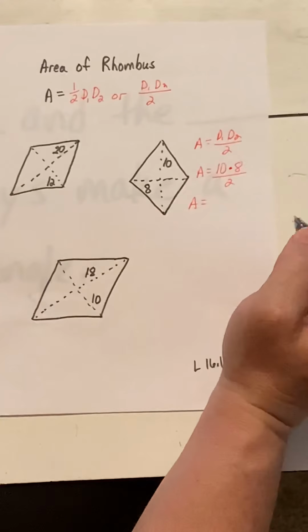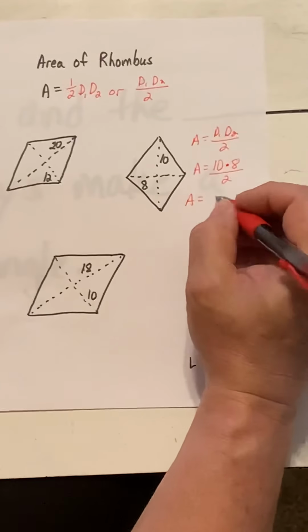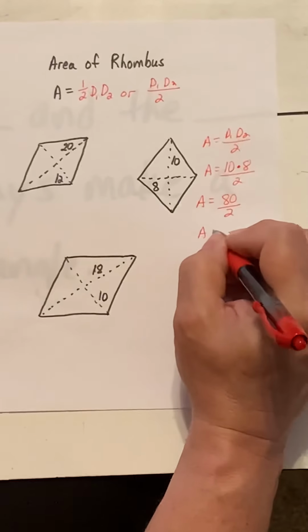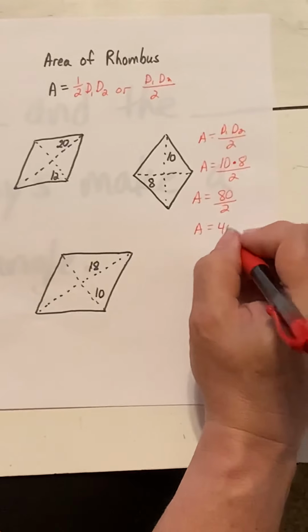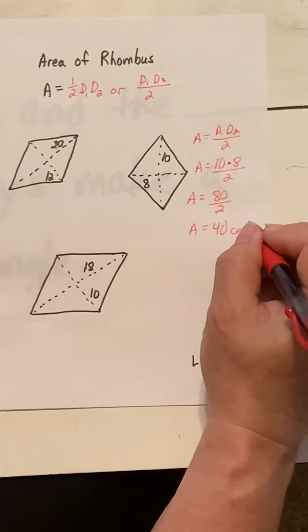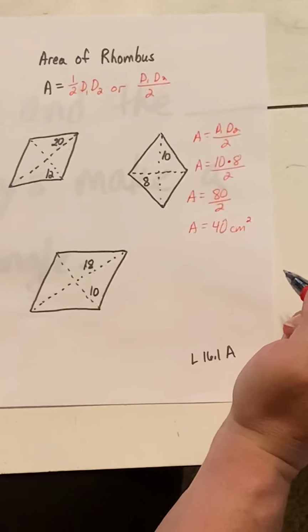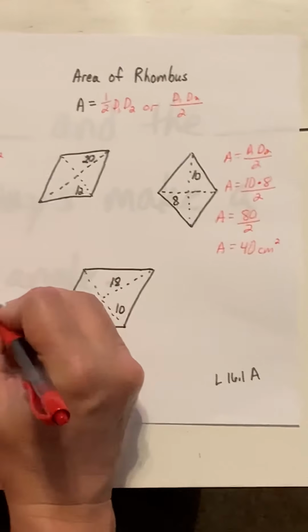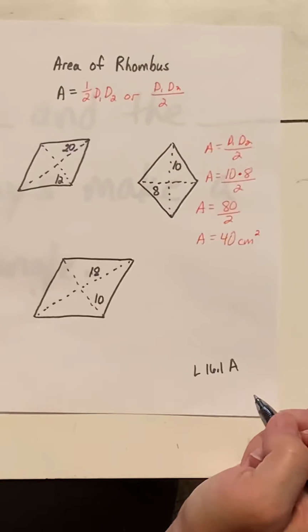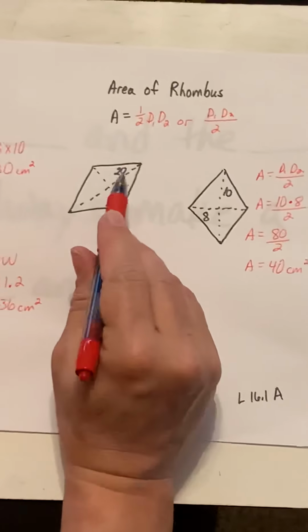So using my order of operations, I'm going to multiply. 10 times 8 is 80. And then after I do that, I can divide, which gets me 40. And again, I'm just going to use centimeters squared as my units today. Oops, I forgot to do that over here. Centimeters squared. Okay? All right, so let's try another one here.